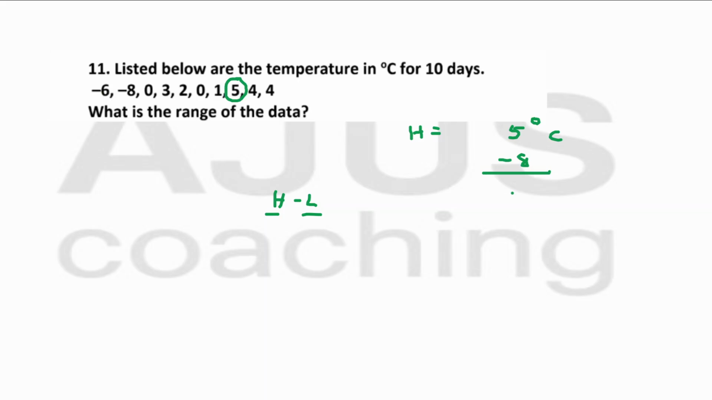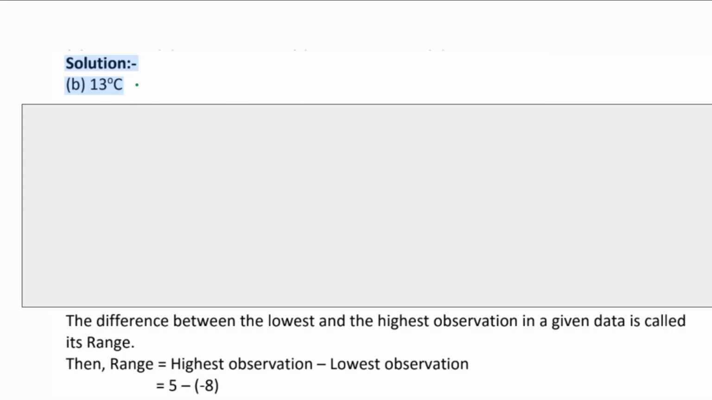So 5 minus of minus 8 is what? 5 minus of minus 8 is 5 plus 8. So this is equal to 13. So 13 degrees Celsius should be your answer. This is the answer. Okay, now you please correct your solution. Pause. Resume.